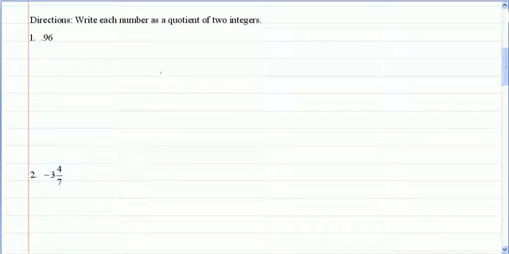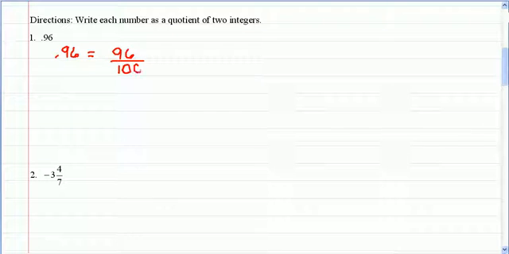So the directions are to write each number as a quotient of two integers. So the number 0.96, if we were to write this as a quotient of two integers, I would rewrite this as 96/100. And it's over 100 because there are two numbers to the right of the decimal point, and there are two zeros in 100. So I have my number written as a fraction, but I want to reduce my fraction of 96/100. So what I'm going to do is I'm going to write the factors of 96.